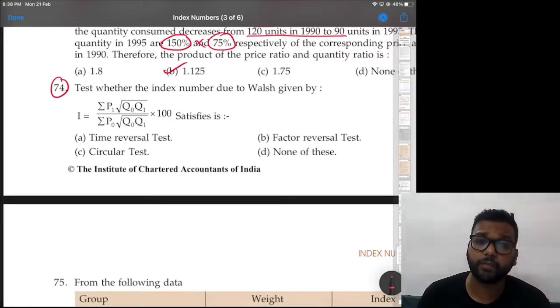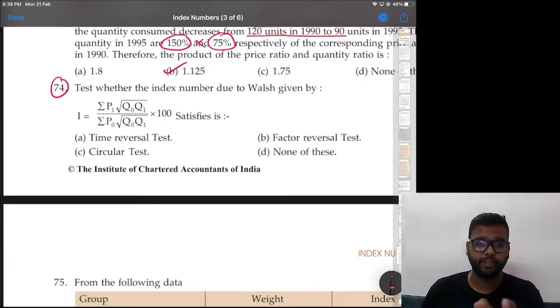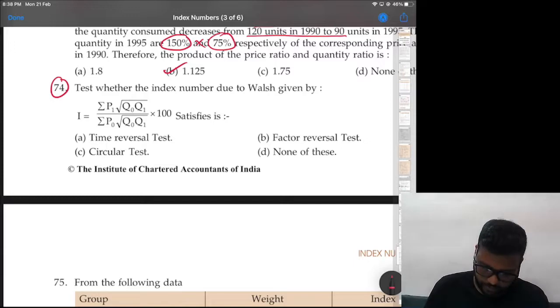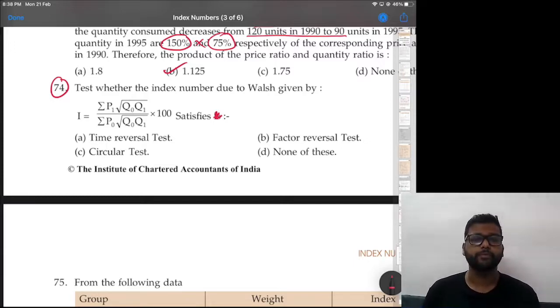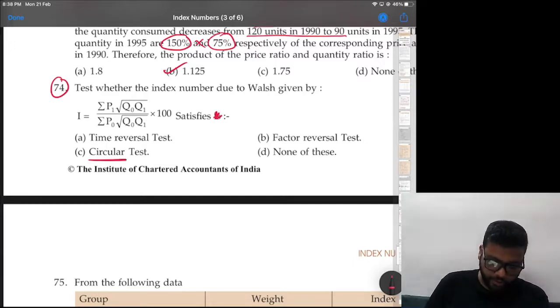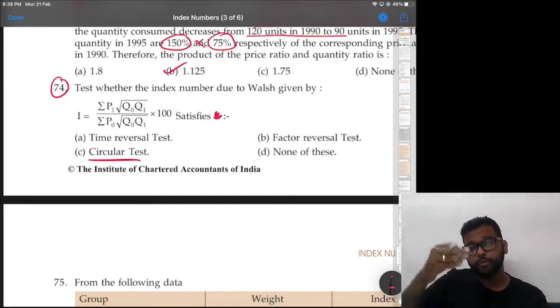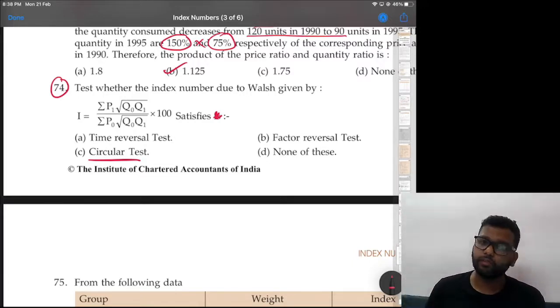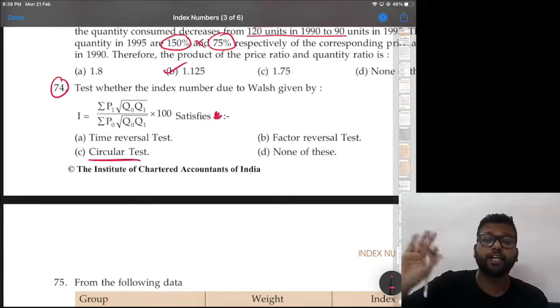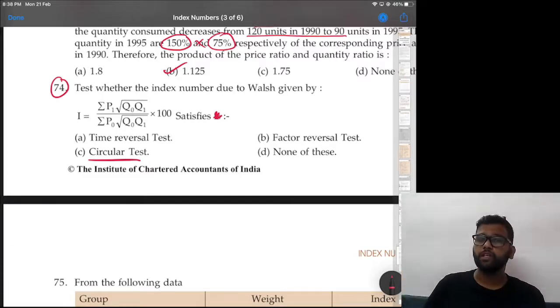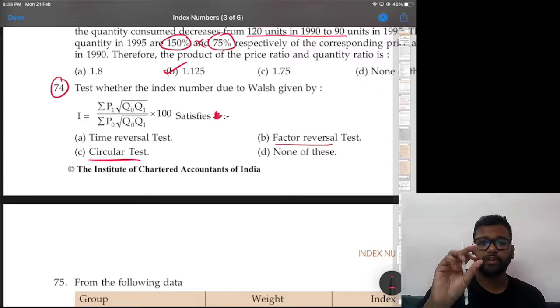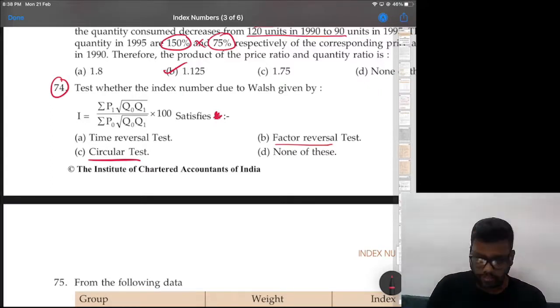Test whether index number due to Walsh is given by this formula satisfies what? Okay. Now checking for circular test is most time consuming because you have to take 3 years and calculate. So we'll keep that as last priority if required. Checking by time reversal is okay. It is not that difficult. We just have to replace P with Q and Q with P. Time reversal test is easiest because we have to replace 0 with 1 and 1 with 0.